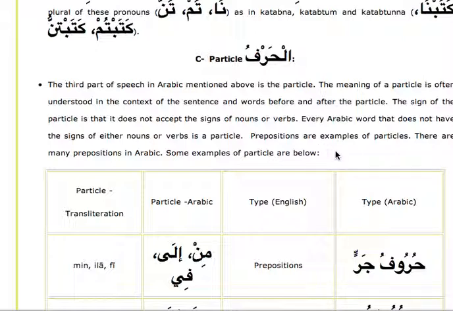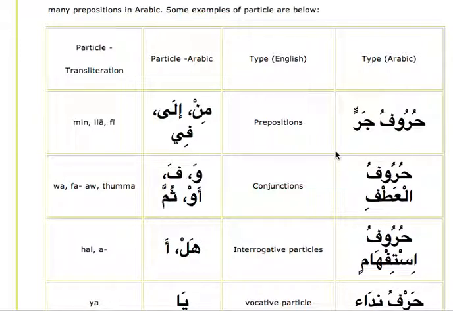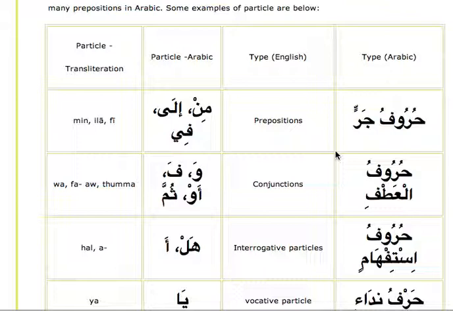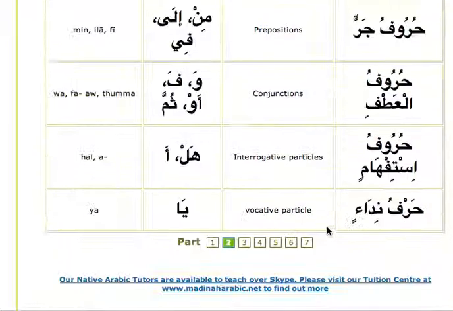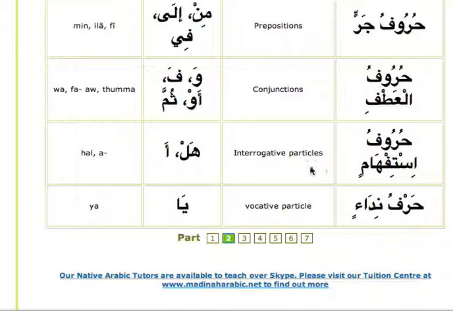Prepositions are examples of particles. There are many prepositions in Arabic. Some examples of particles are below. حروف جر. Now, as you can see, this is a harf because this cannot be a name. Wa, fa, aw, thumma. What if someone has a name named Thumma? Hal, a. All right, we're done with those.